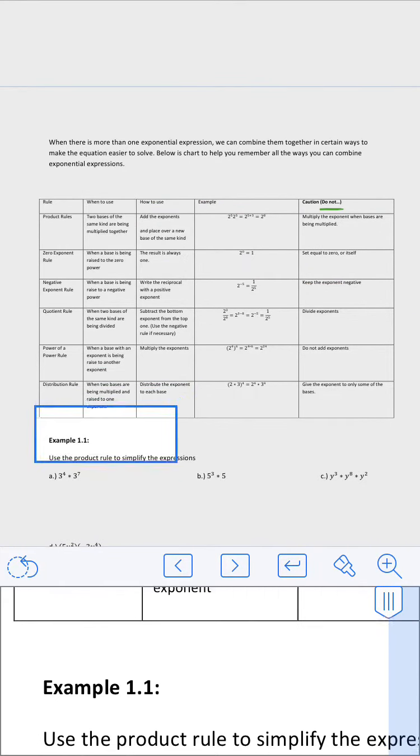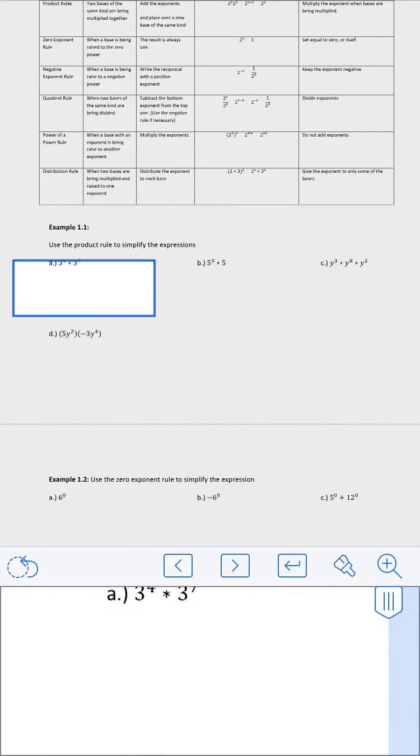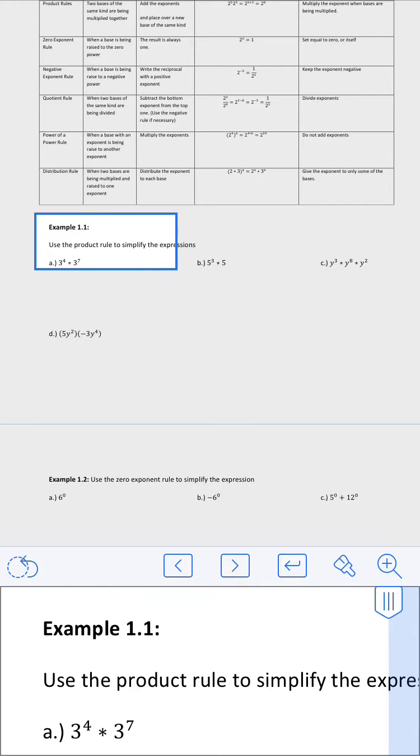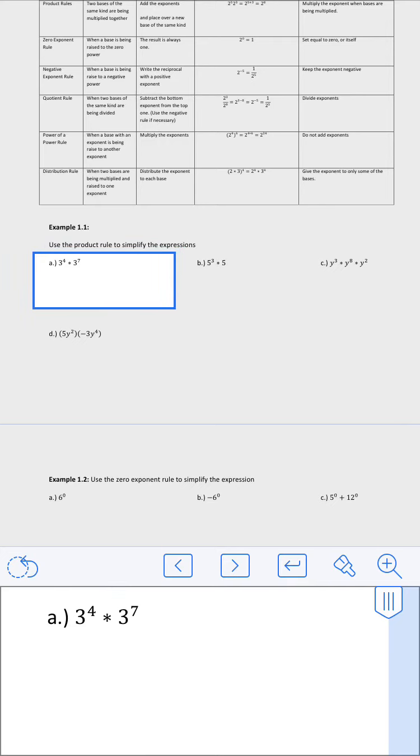Alrighty. But in order for us to have a little more fun today, we're not going to just sit here and read the chart. We're actually going to try out a few of these on our own. So let's go down to 1.1. Use the product rule to simplify the expressions. Alrighty. I've got these two expressions here. I've got 3 to the 4th and 3 to the 7th. We're going to use something called the product rule.